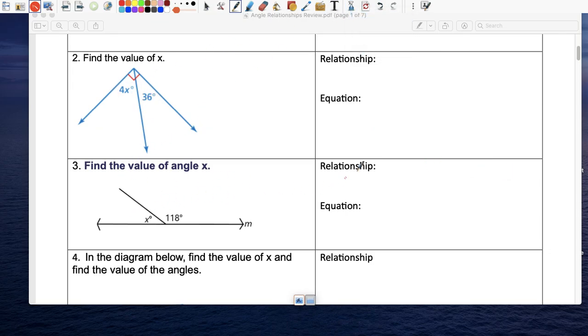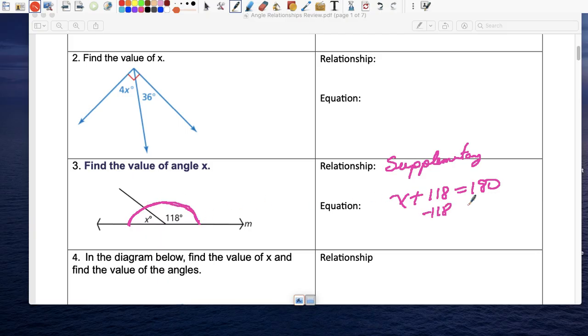What's the relationship between these two angles? It's supplementary. Why do I need to know that? Because now I can set up the equation. I know this whole thing is 180, so the sum x plus 118 equals 180. That's the equation I'm able to create based on knowing that they are supplementary.